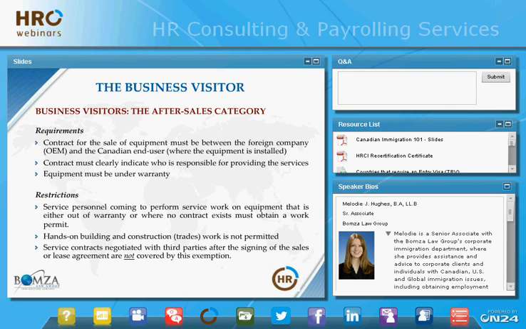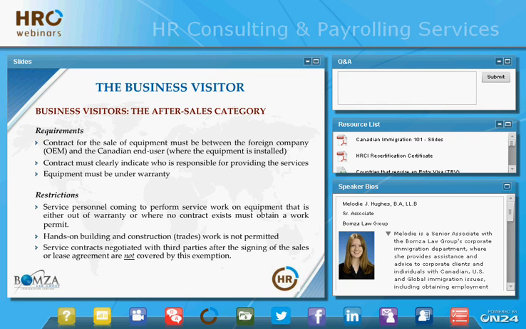In addition, service contracts that are negotiated with third parties after the signing of the original contract for the sale of the equipment or software are not covered by this exemption. So in the event that you want to bring in a subcontractor or a third party to perform these services, it's very important at the time of the contract writing and negotiation stage to include that in the original contract. Otherwise, they won't be eligible to enter as a business visitor, and a work permit may be required.